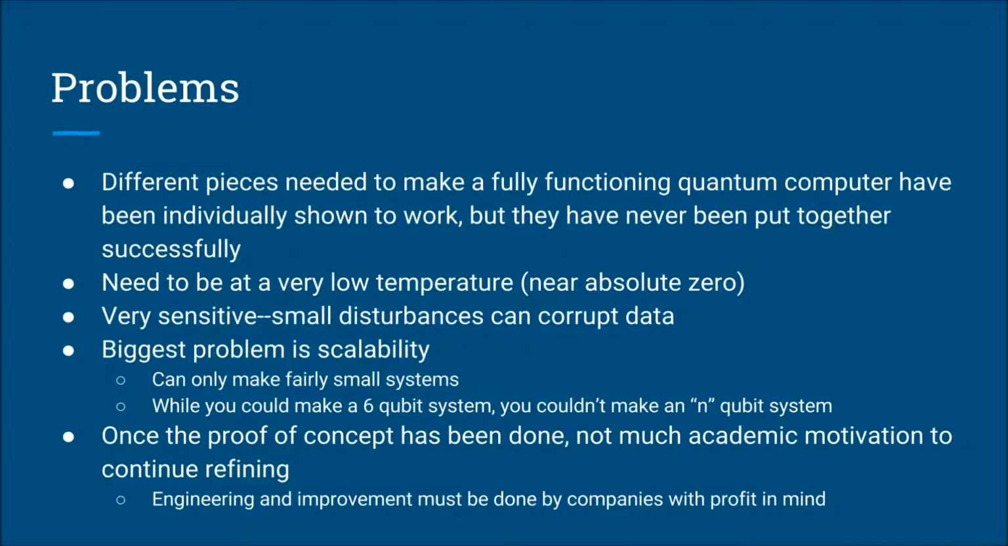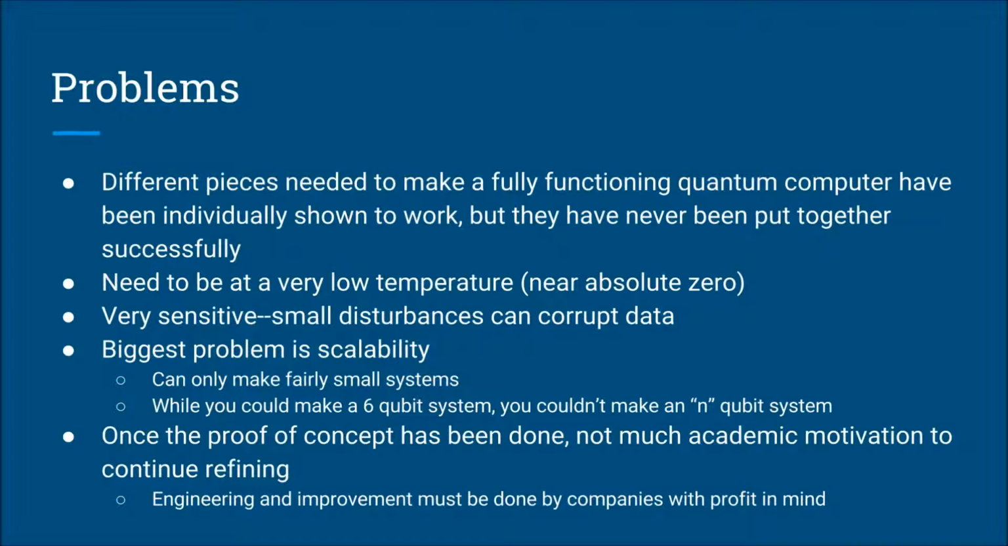But probably the biggest problem would be scalability, because right now people have only demonstrated fairly small systems. So basically, while they can make a 6-qubit system, they couldn't make a 600-qubit system. And that's really going to have to be worked around somehow in the future if they ever want these to become practical, because people can't just keep making this little 9-qubit system to do prime factors if they actually want to replace traditional computing.